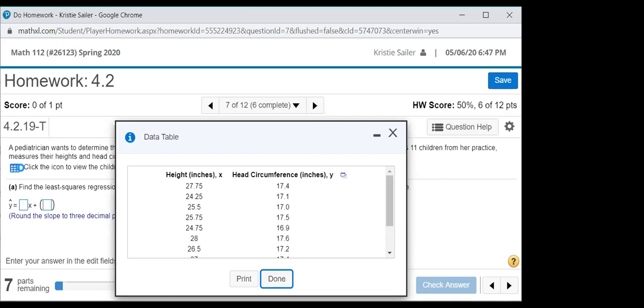Now, they may have had you calculating R and doing a lot of other things, or doing predictions, or just finding the equation of best fit, which yours is calling the least squares regression equation. Same thing. You're breaking up.